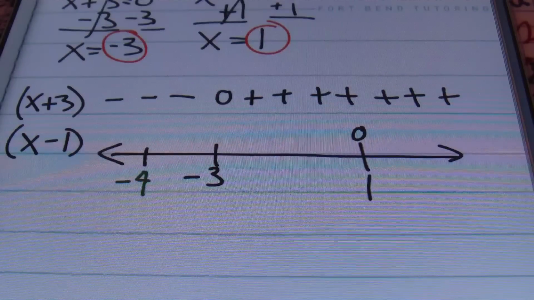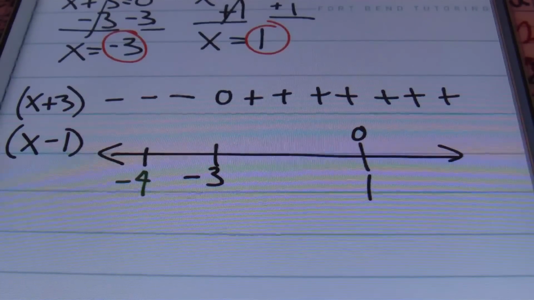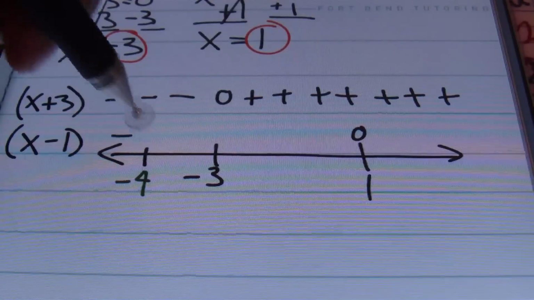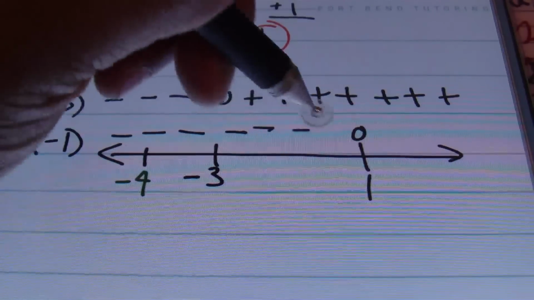Next, I'll be plugging my test value into x minus 1. So negative 4 minus 1 gives me negative 5. So I end up with negative results to the left of this 0 here.